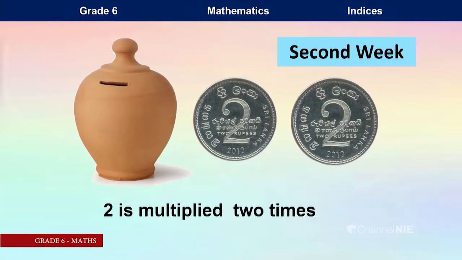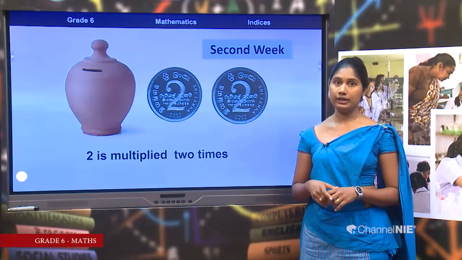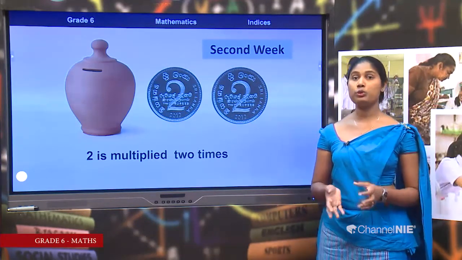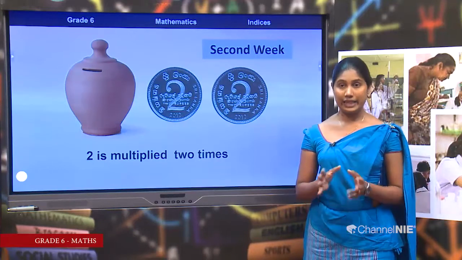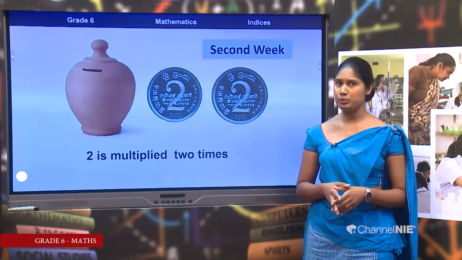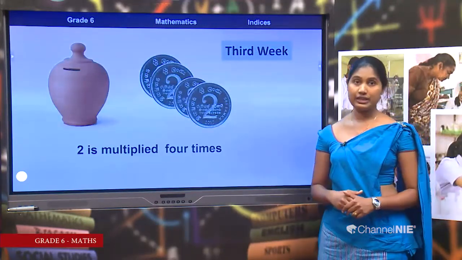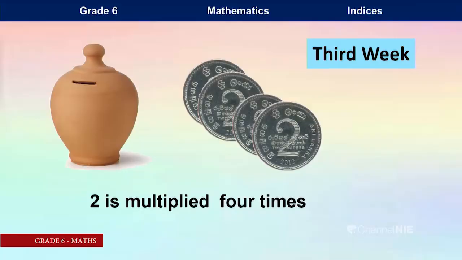Second week, I am going to collect twice of the first week. Now, dear children, I have put only one 2 rupee coin in the first week. Then, in the second week, I have to put twice of the first week. That means, how many rupees do we have to put? 4 rupees. When we consider the third week, that is twice of the second week.